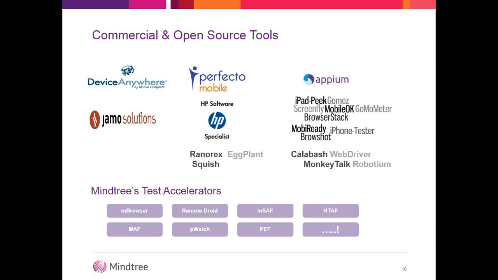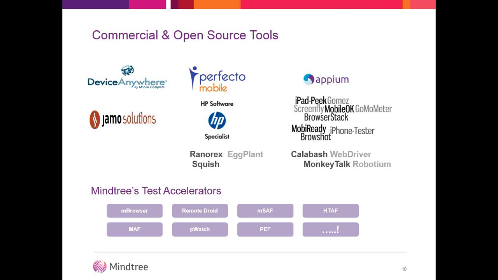We have built various accelerators within Mindtree for the mobile space: mBrowser for various form factor testing, remote droid for accessing remote devices for manual testers, and mSAF for automation of native and web. HTAF stands for Hybrid Test Automation Framework, built on top of HP UFT, and it supports both HP JAMO solutions, which is by MuX plugin, and it also supports Perfecto Mobile. Perfecto these days has come with its own automation solution, which is integrated with HP UFT. So you record your tests and run them on the Perfecto cloud, which is also a cost-effective and good solution in case of complex application challenges.